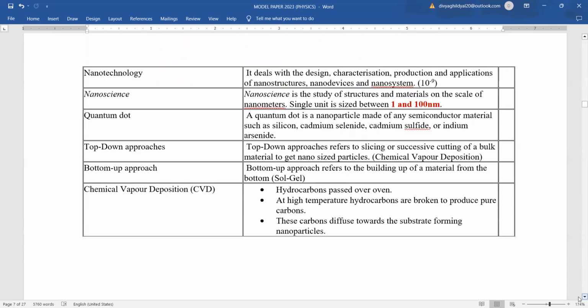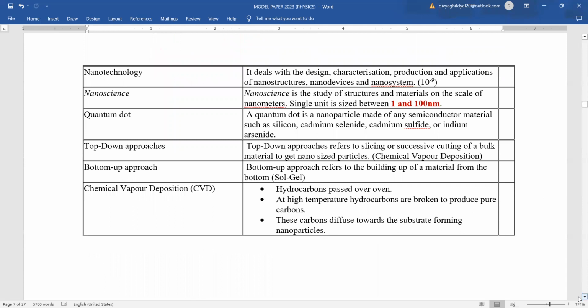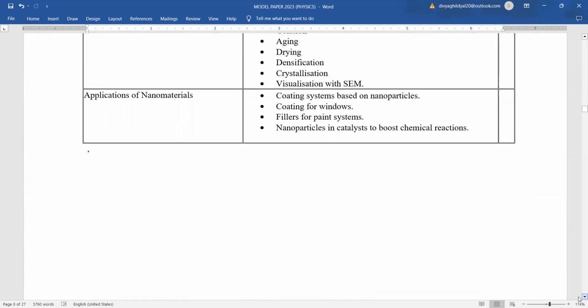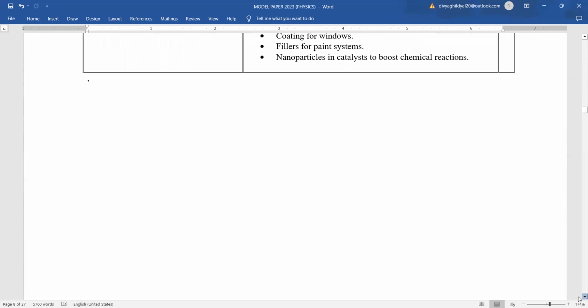Nanoscience is the study of structures and materials on the scale of nanometers. Quantum dot can be expected in section A; it is a nanoparticle made of any semiconductor material such as silicon, etc. Top-down approach refers to slicing and bottom-up approach refers to the building up. Chemical vapor deposition, section C: either chemical vapor deposition technique or the sol-gel technique can be asked. The applications are coating for windows, fillers for paint systems, nanomaterials can be used as catalysts, etc.